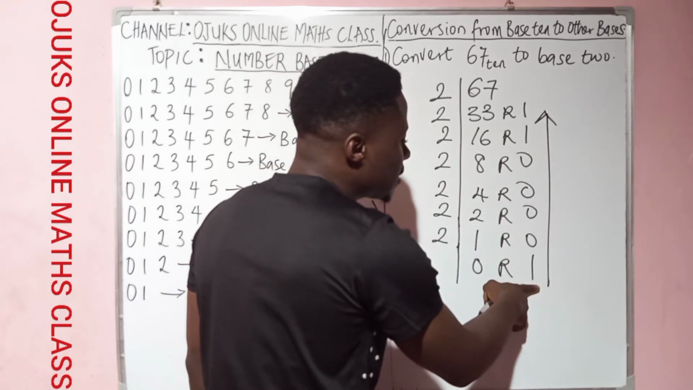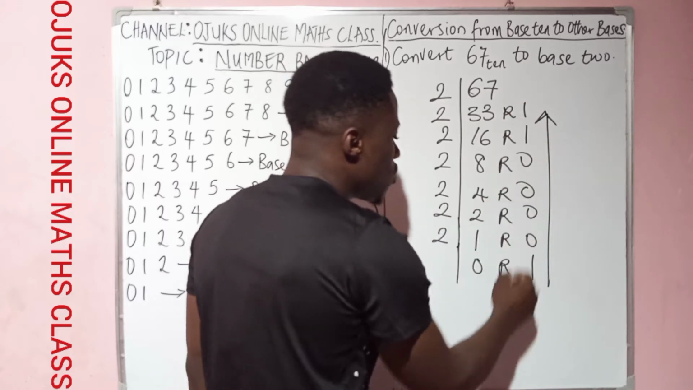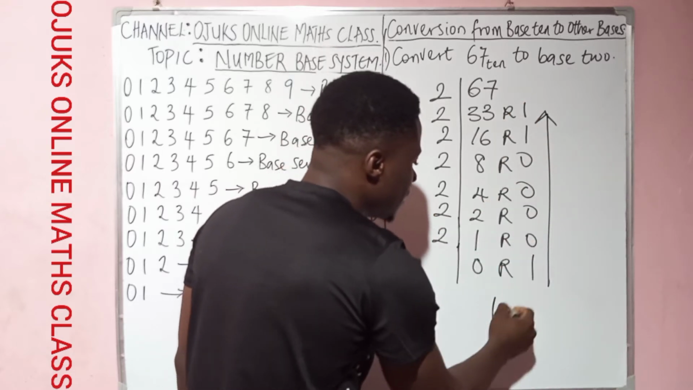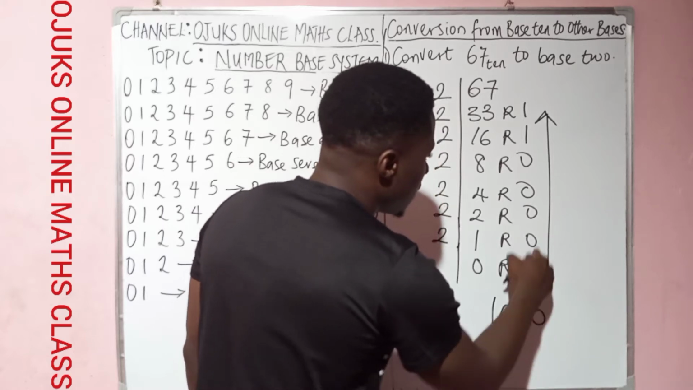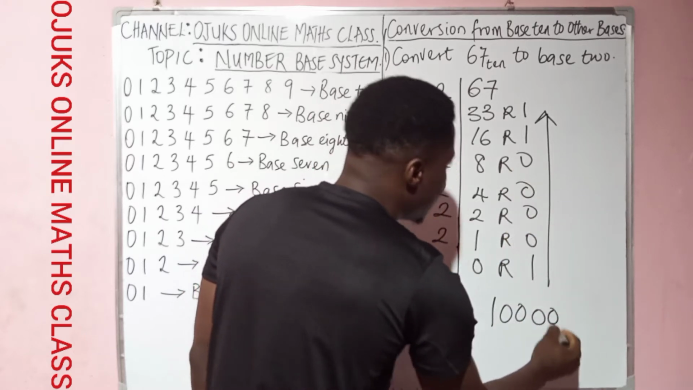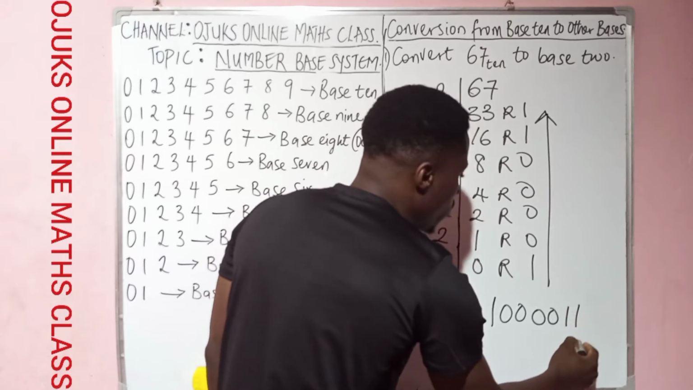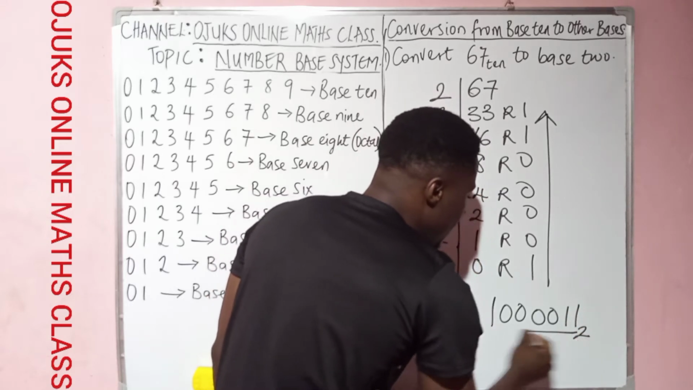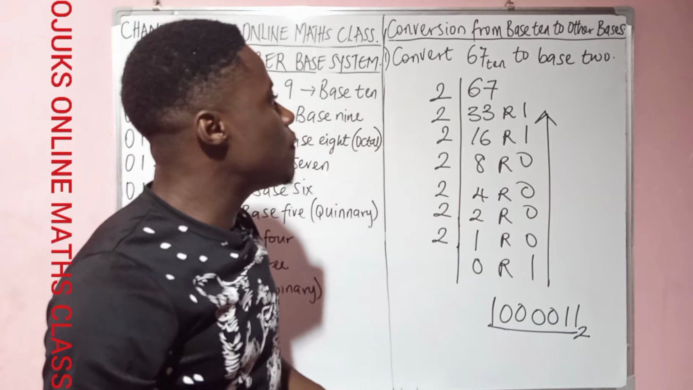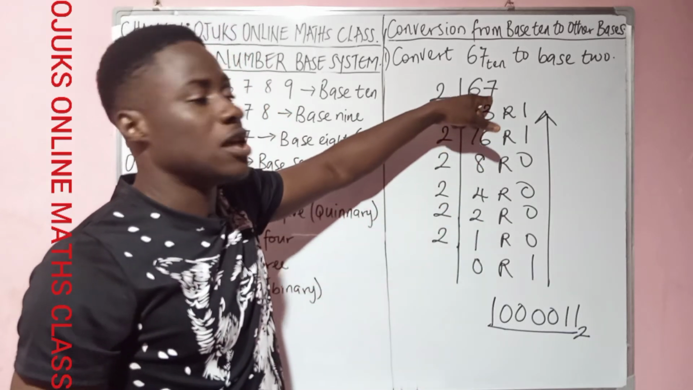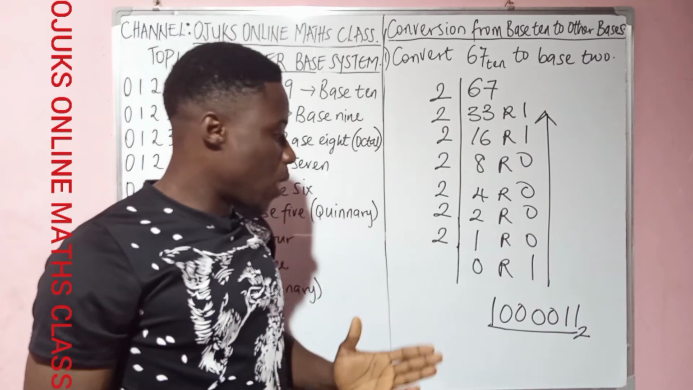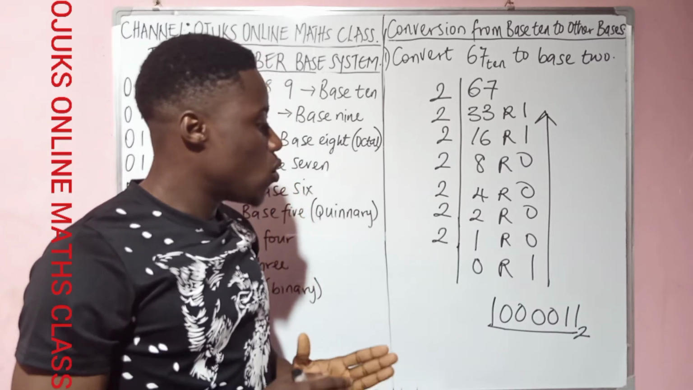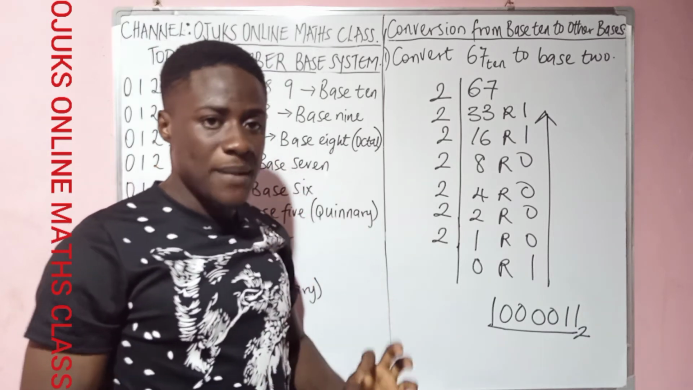Taking our result from the bottom to the top, we have 1, 0, 0, 0, then one more 0, then we have our double 1. This is a number in base 2. So the equivalent of the base 10 number to base 2 is 1, 0, 0, 0, 0, 1, 1, base 2.